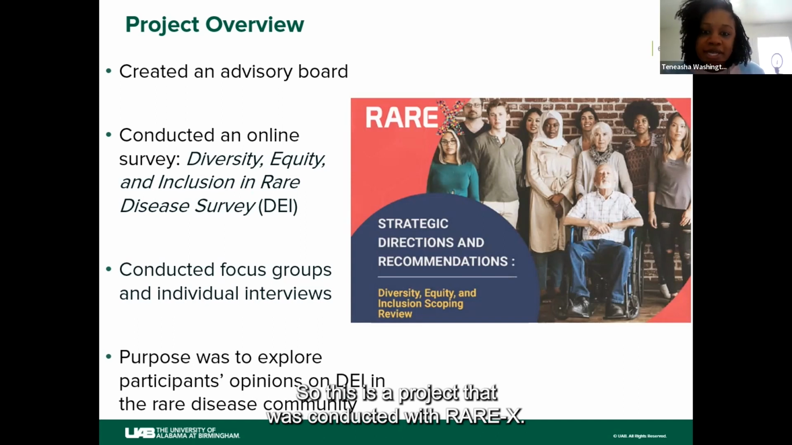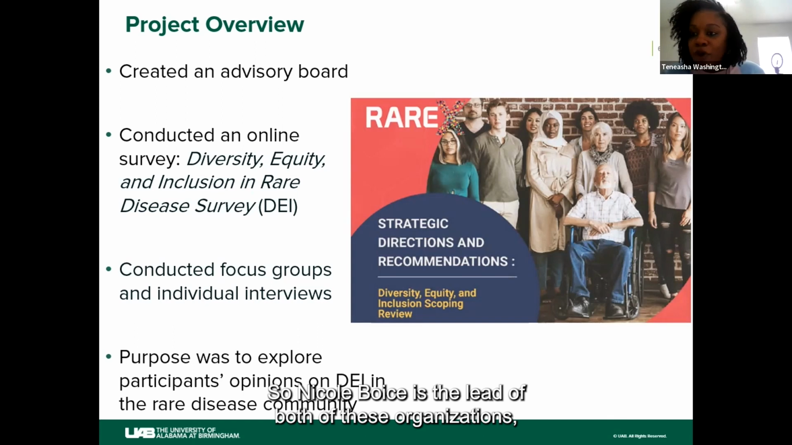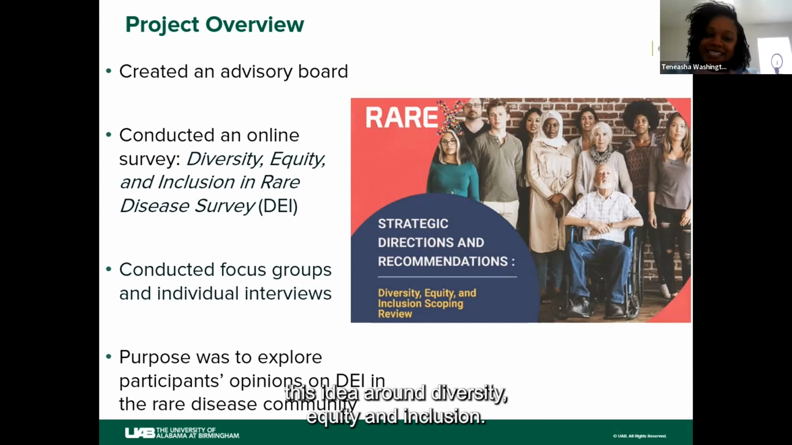So this is a project that was conducted with RareX. I'm not sure if you all are aware of that organization, but they have now since combined with Global Genes. Nicole Boyce is the lead of both of these organizations, and they recently combined. I was brought in for this particular project to create this landscape of what rare disease and DEI look like. And this was at the height of COVID, so there was a lot of pushing around this idea of diversity, equity, and inclusion.